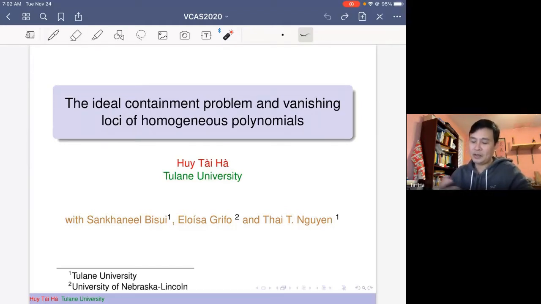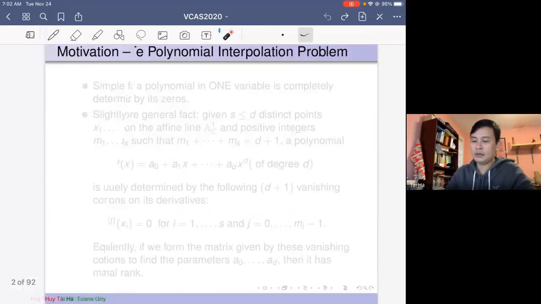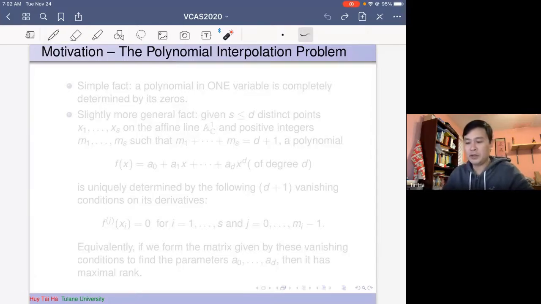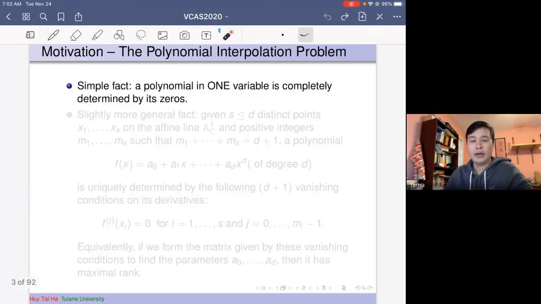Okay, so the title of the papers that I'm going to talk about is quite different from this, so I try to put a twist and a little bit of new motivation to the problem, so I use this title. So let's start with the motivations, and the motivation of the study comes from the polynomial interpolation problems, and the polynomial interpolation problems start with a very simple fact that a polynomial in one variable is completely determined by its zeros.